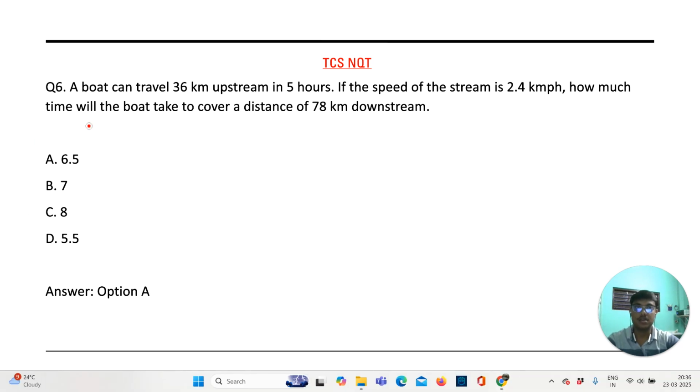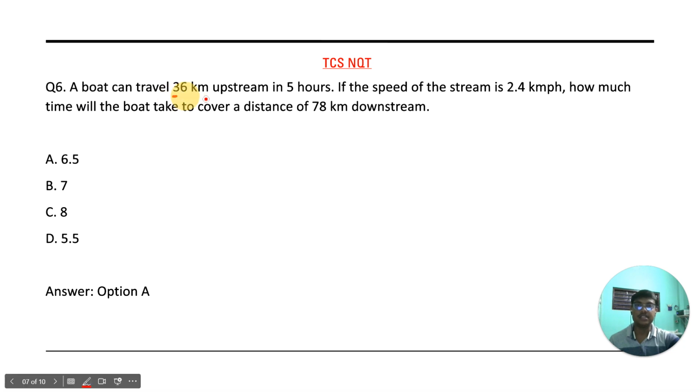So try to solve this question by yourselves first, then we would move on to the solution. Hope you all have tried to solve this question by yourself. Let's see what the question says. A boat can travel 36 kilometer upstream in 5 hours. If the speed of the stream is 2.4 kilometer per hour, how much time will the boat take to cover a distance of 78 kilometers downstream? Okay, so pretty easy question or straightforward question. Just a bit of calculation required.